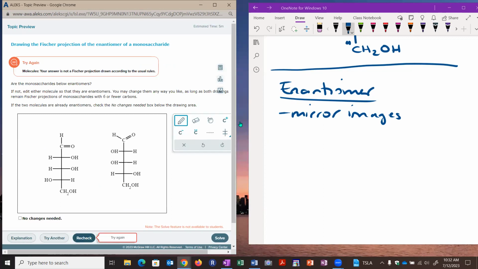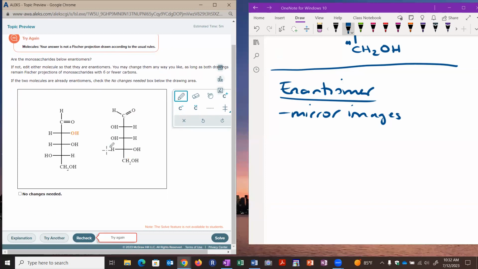Now it's telling us that this is not drawn according to the usual rules. So probably what ALEKS is saying is, up here you'll notice that in our structure that wasn't changed, the aldehyde was drawn in its normal trigonal planar shape, and that's the shape that we want to keep here on the left side as well.